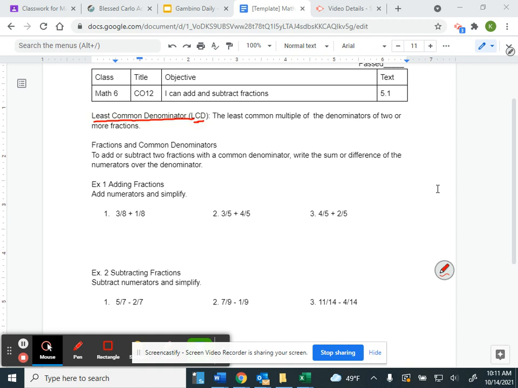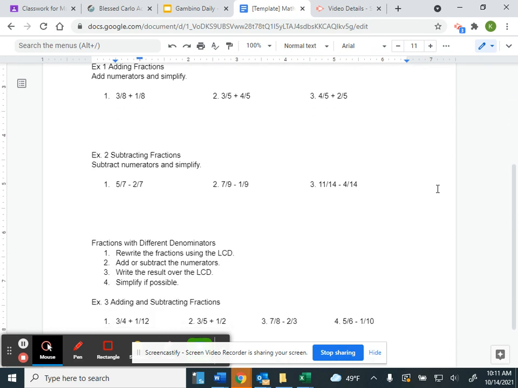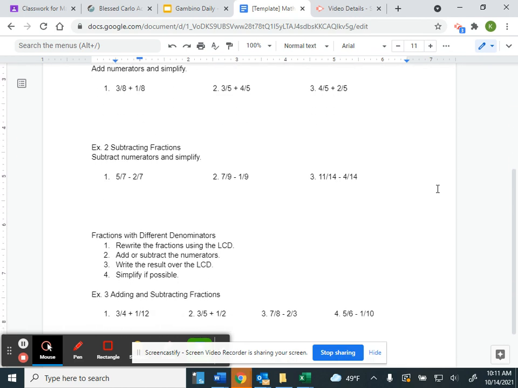So let's look at how this works. We've done this in 5th grade, so this is kind of a review for us and just making sure we understand how it works. So add numerators and simplify. You want the simplest fraction at the end. So we have 3/8 plus 1/8. First step is always common denominator. Do they have a common denominator? Yes. So now we can move on to our second step.